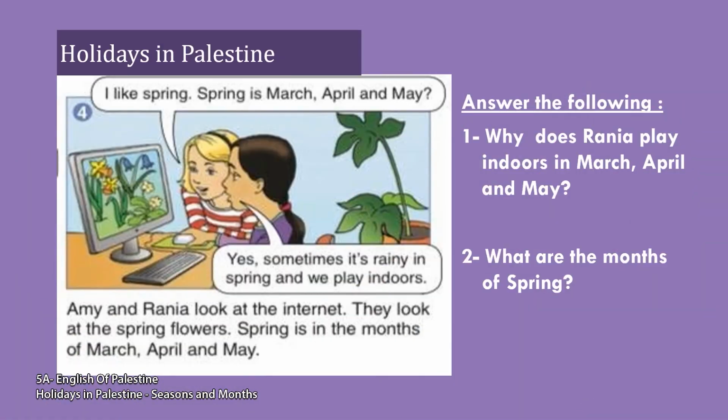Listen carefully. Amy and Rania look at the internet. They look at the spring flowers. Spring is in the months of March, April, and May. I like spring. Spring is March, April, and May? Yes. Sometimes it's rainy in spring and we play indoors.